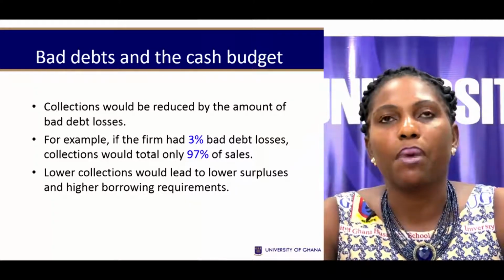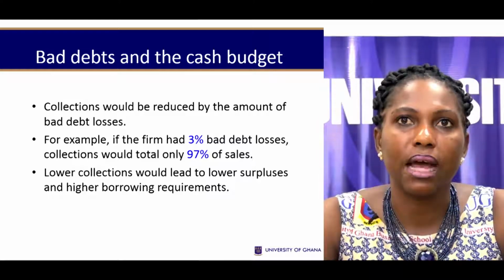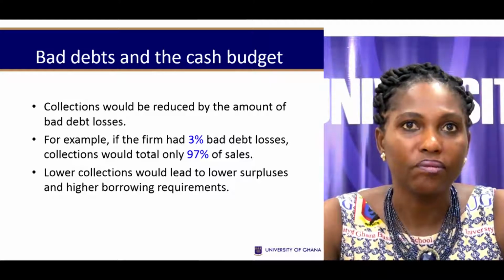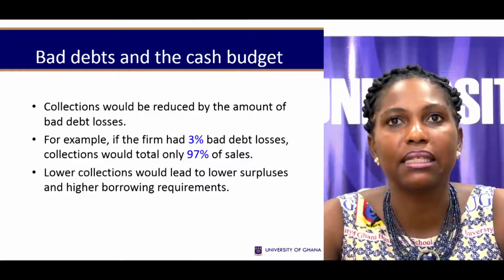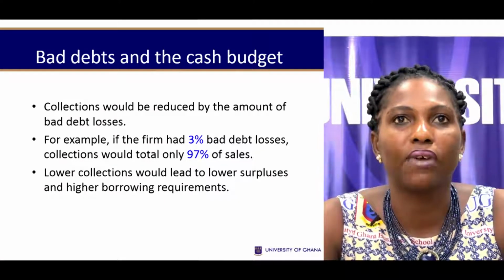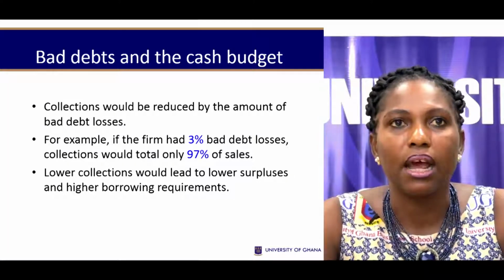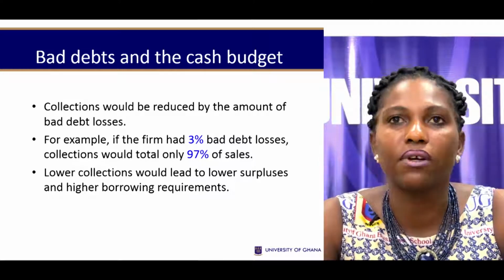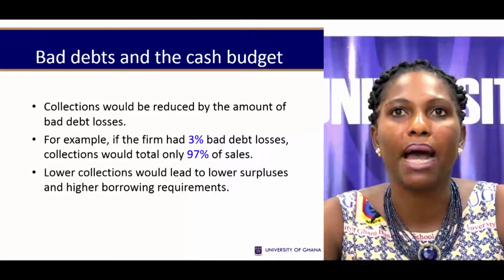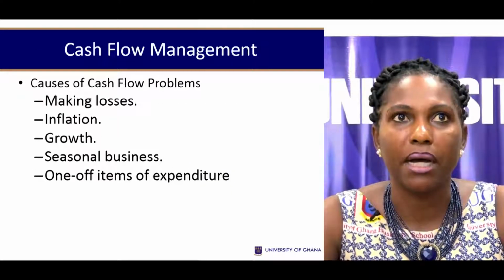Now, bad debts must be incorporated because they actually affect the amount of collections that are feasible. So, for example, if a firm has about 3% bad debt, then its total collections will only be 97% of sales. Failing to recognize this may result in an overestimation of collections and render the cash budget useless. Lower collections as a result of bad debt will lead to lower surpluses and the possibility of higher borrowing requirements. And so bad debts should not be ignored when you are constructing a cash budget.